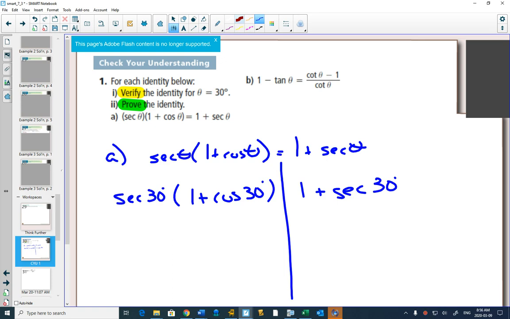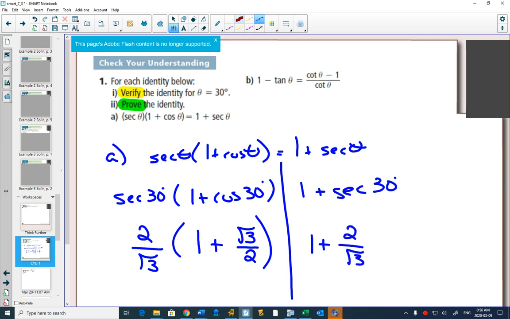What is cos of 30 degrees? Root 3 over 2. So if cos of 30 degrees is root 3 over 2, then secant of 30 degrees will be 2 over root 3. So in a verify question, you plug in the values and you change things to numbers, and now it's identical to a proof question, except you're dealing with numbers and fractions rather than fractions with sine and cos.